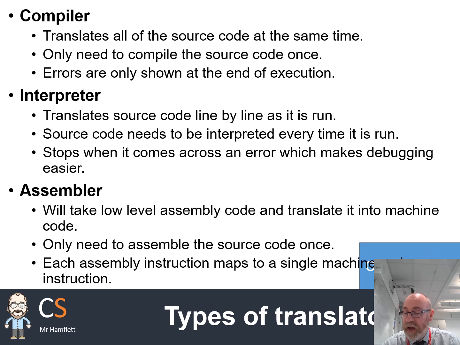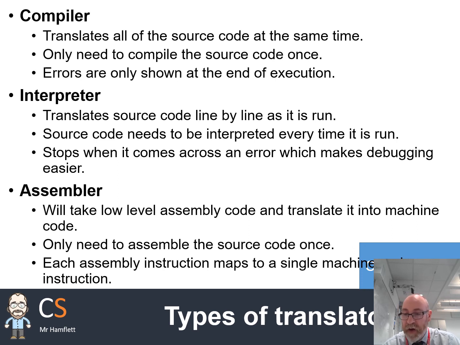Interpreters, in contrast, will translate one line at a time and then run the code immediately. So they'll translate a line and run it, then translate the next line and run it. Every time I want to run my program, the source code needs to be interpreted again. This can slow things down. However, one of the big advantages is that when it does find an error, it will stop immediately and tell you where the error is, which makes debugging the code a lot easier.